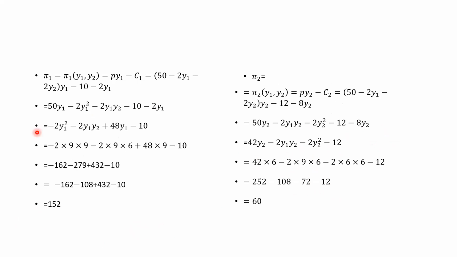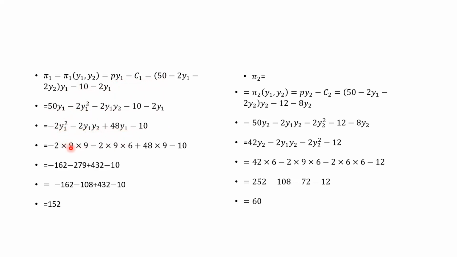Okay. Now, pi 1, what is pi 1? It is P y1 minus c1. You substitute the values. P is 50 minus 2y1 minus 2y2, whole thing into y1, minus 10 minus 2y1. So 50y1 minus 2y1 square minus 2y1 y2 minus 10 minus 2y1. This becomes equal to minus 2y1 square minus 2y1 y2 plus 48y1 minus 10.